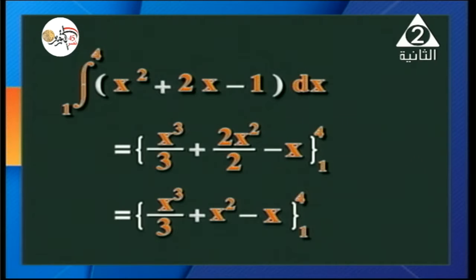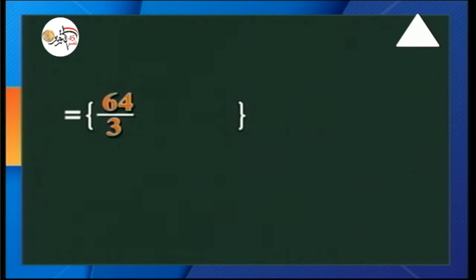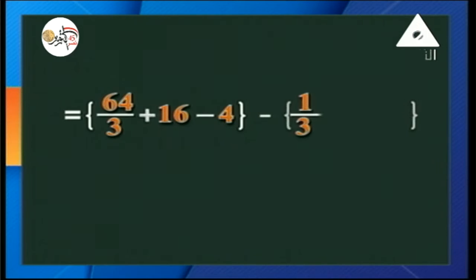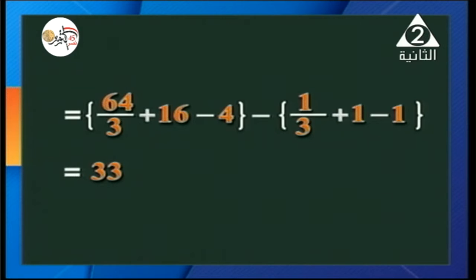We substitute x equals 4, then substitute x equals 1, then find the answer of the function. The answer is, my dear students, 64 over 3 plus 16 minus 4, minus one third plus 1 minus 1. The answer is 33.